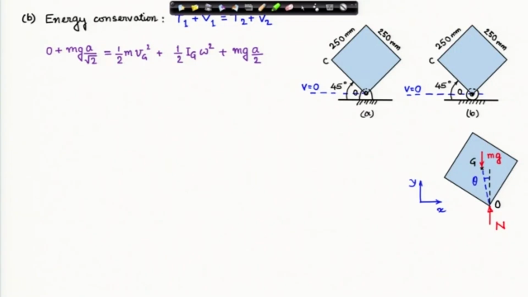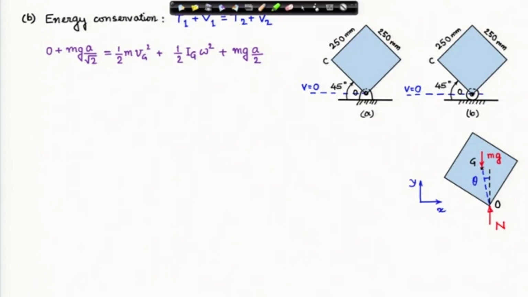Energy will be conserved, of course, for this system. Total mechanical energy in state 1, which is the figure shown above, and in state 2, when the edge OC has become horizontal. Kinetic energy in state 1 is 0, of course, as it is released from rest. The potential energy is mg a by root 2. Now, kinetic energy when edge OC becomes horizontal.